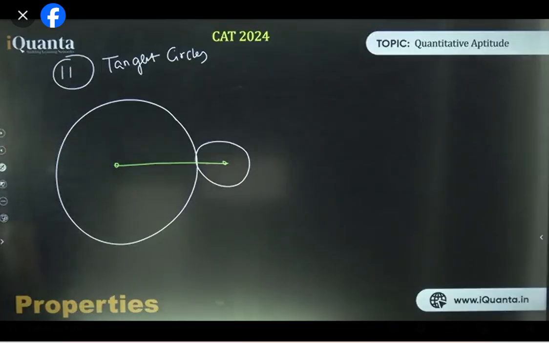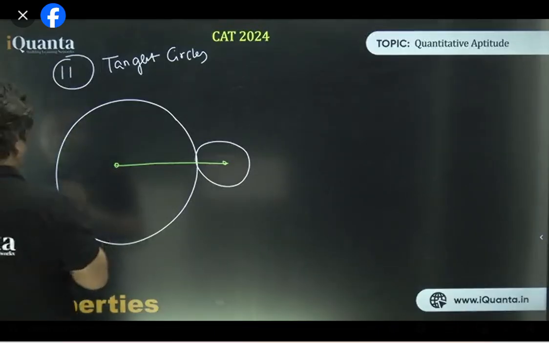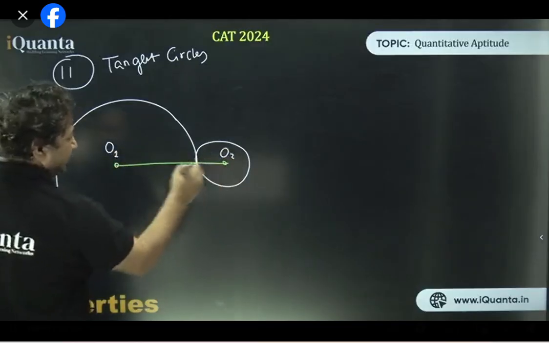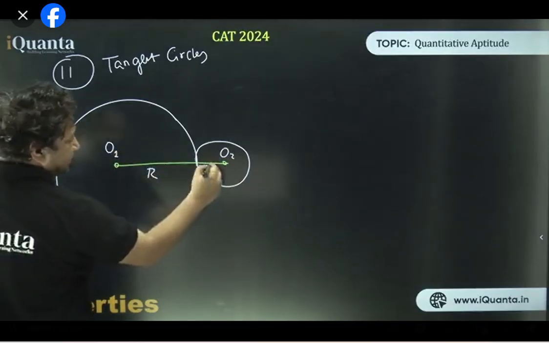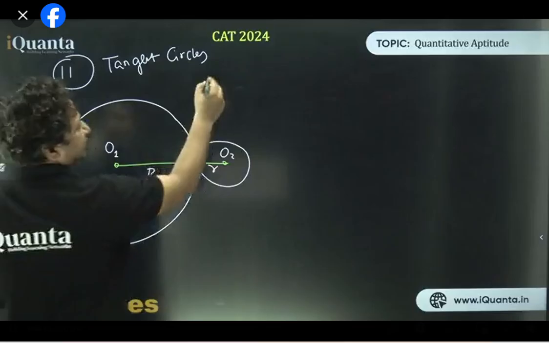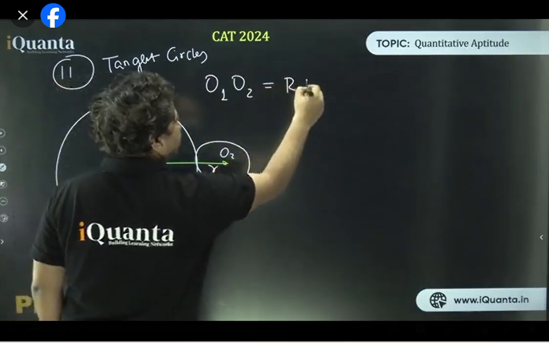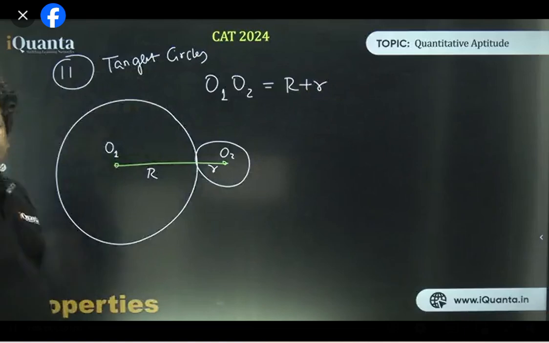Is that clear? And so let me assume that this center is O1 and the center is O2. Here the radius is capital R, here it is small r. So the distance between O1 and O2 will always be equal to the sum of the radii in tangent circles. Clear?